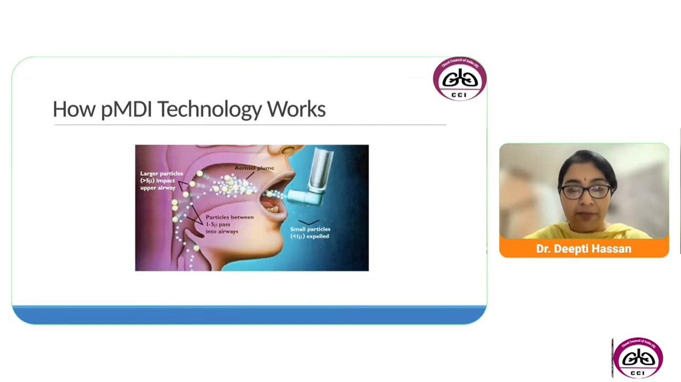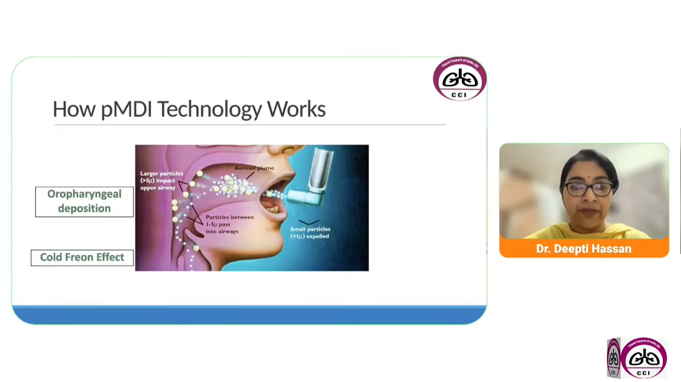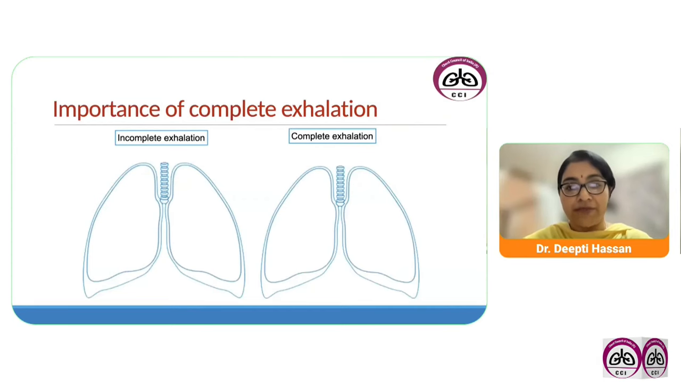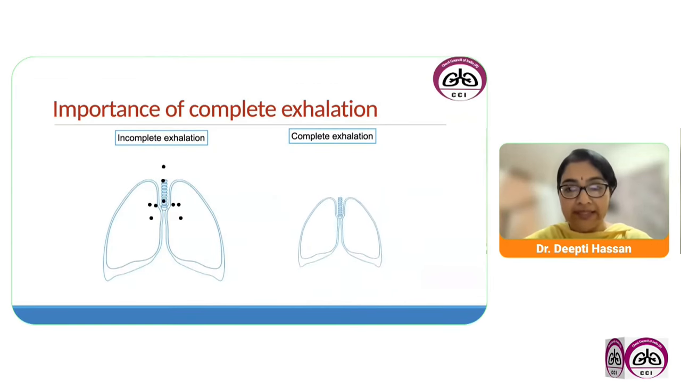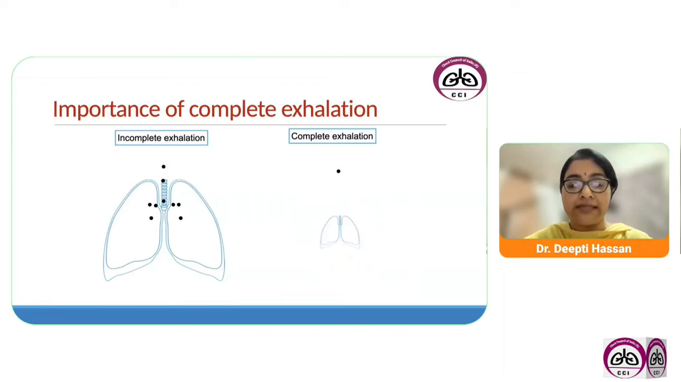So as you can see in the picture, when there is an aerosol plume, there are the larger particles which get impacted and the ones below 5 microns that reach the airway. So what is the importance of complete exhalation prior to actuation? Before the patient actuates the device, it is important for him to have a complete exhalation. As you can see, an incomplete exhalation will lead to only deposition in the large airways, whereas the complete exhalation, as you can see, will cause a deep deposition in the lung.